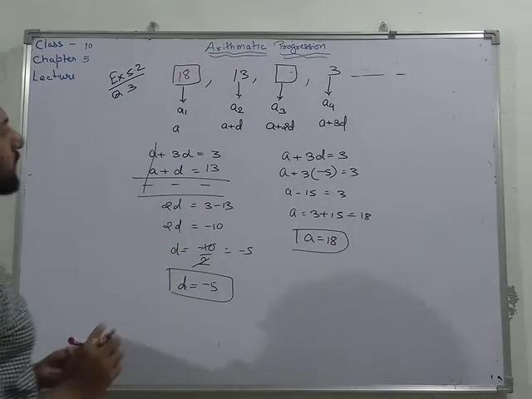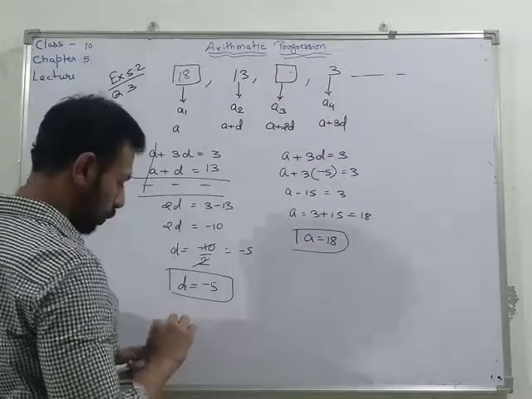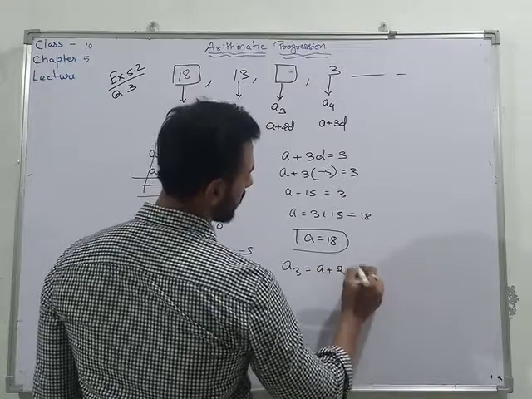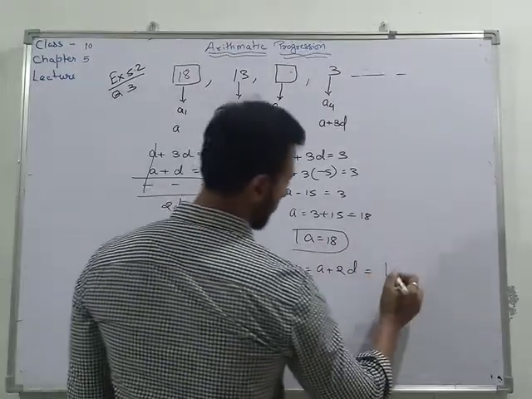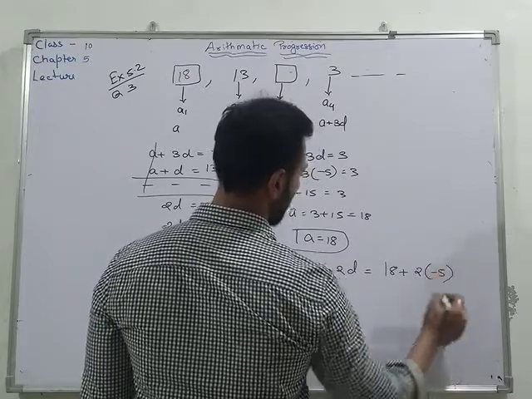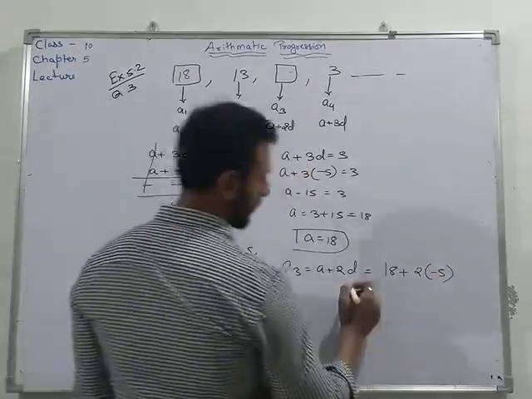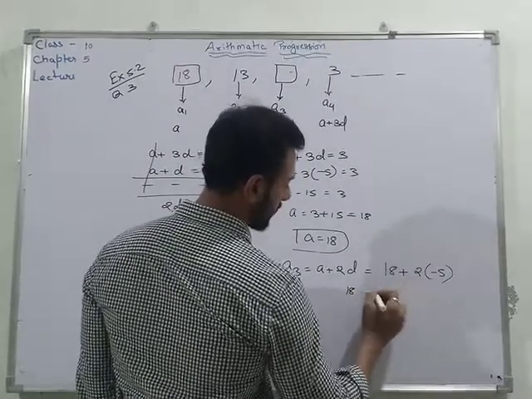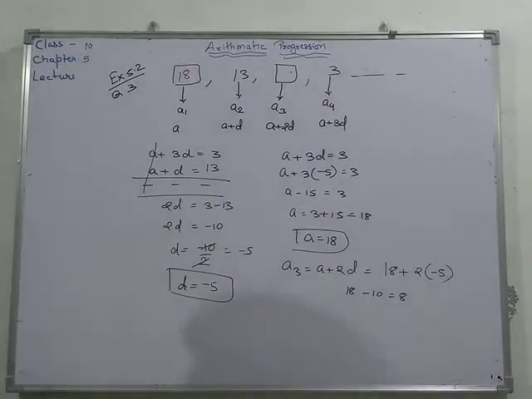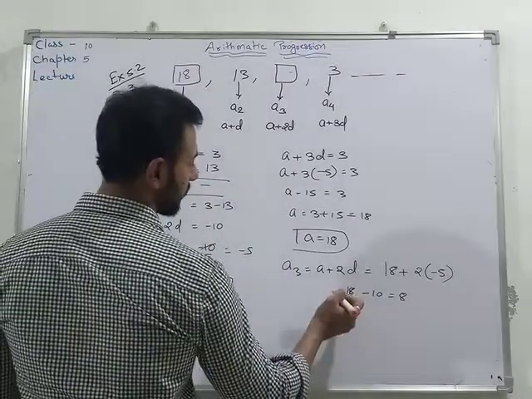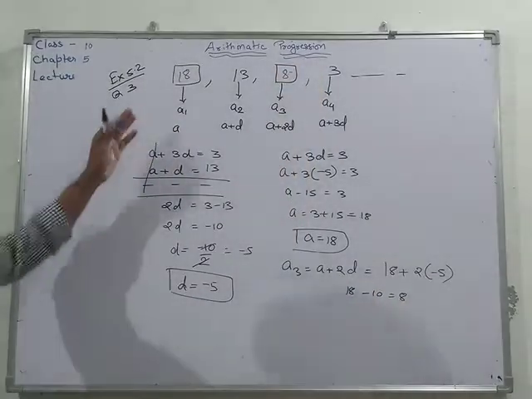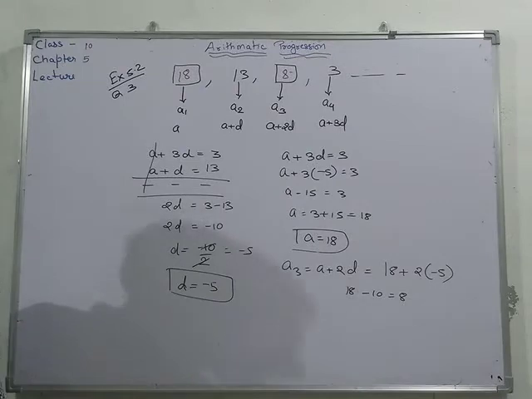Now we have to identify the third term. Third term is A plus 2D. A3 is equal to A plus 2D. A is 18 plus 2 into D, which is minus 5. 18 minus 10 will be 8. So A3 is equal to 8. In this manner we have to identify the missing terms for the blocks.